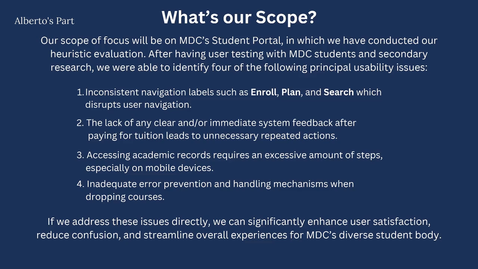Third, accessing academic records requires an excessive number of steps, especially on mobile devices. We noticed that students on mobile devices, and on desktop, but specifically on mobile devices, have so many layers of pages to go through and so many buttons to click just to see their academic records. It's a very slow, very sluggish experience.